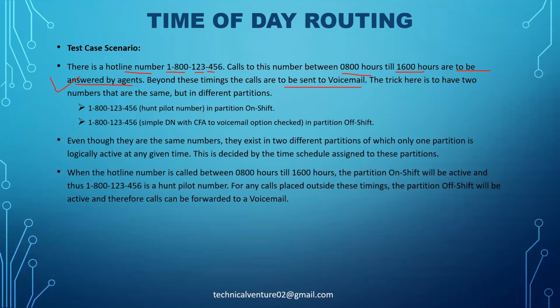So the main thing is how we can configure these things. The main trick here is to have two numbers that are the same but in different partitions. We will create two partitions: one partition for on shift, the other an off shift partition. And we will use the same number, 18001234556. We will create two DNs and give different partitions to different DNs. I will show you how we can give it. On this number 18001234556, this is just a hotline number, I can say a toll-free number.